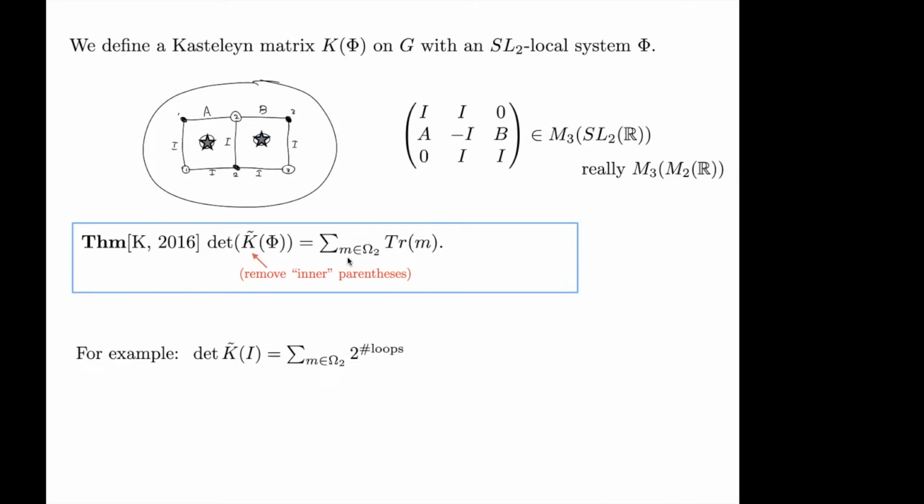The determinant of K tilde is a state sum. It's a sum over all the double dimer configurations of the trace. And I forgot to put a plus or minus. Well, I guess no, there's no plus or minus in this case. So I wrote the right thing. The determinant of this large matrix is a sum over double dimer configurations of the trace. In particular, as a special case, if I just put the identity connection everywhere, then I will get the usual partition function, 2 to the number of loops, right? Because for the identity connection, all the traces are 2s, so powers of 2.